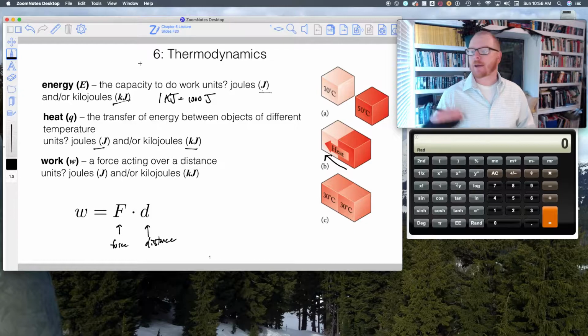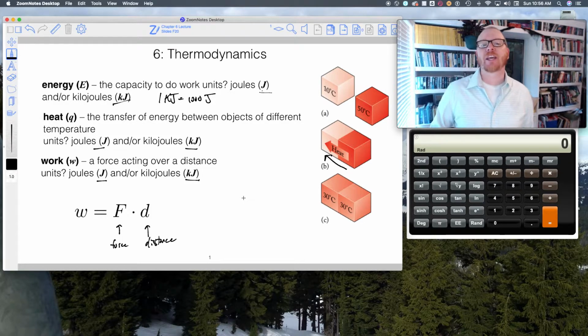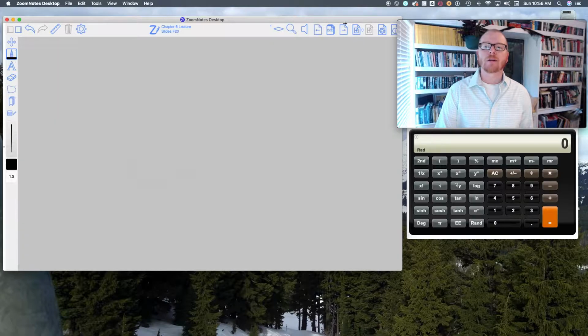So again, energy, the capacity to do work. Heat, the transfer of energy between objects at different temperature. And work, a force acting over a distance. And note, all of these are either in joules or kilojoules. We typically use kilojoules when our joules exceeds 1,000, and then it becomes convenient to write a kJ instead of 3 zeros. Moving on.